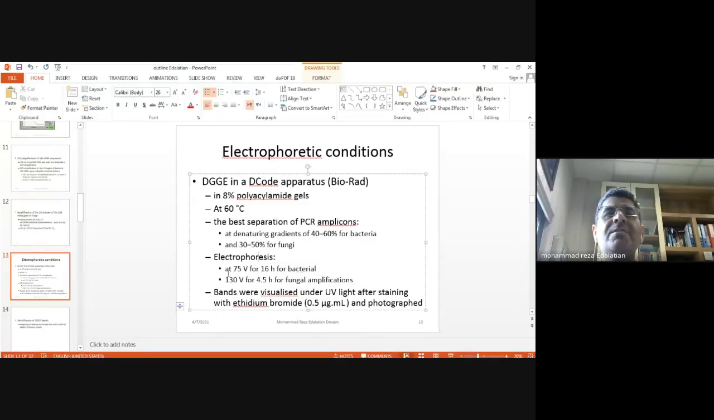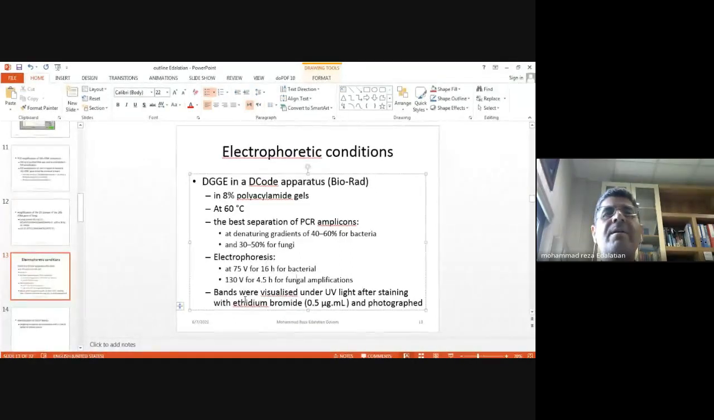We should adjust this voltage, and this time for bacterial, and 130 volts for 4.5 hours for fungal amplification. And we should adjust the apparatus, the electrophoresis equipment, at these voltages and at these times.